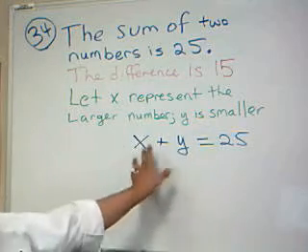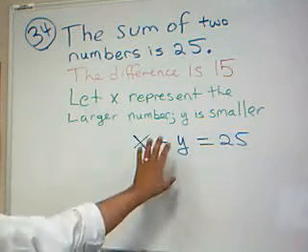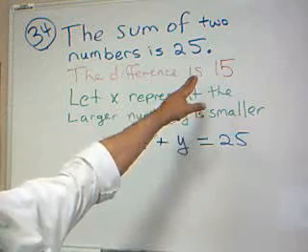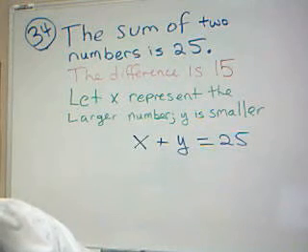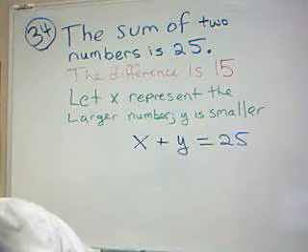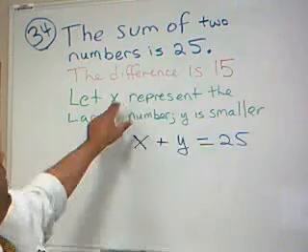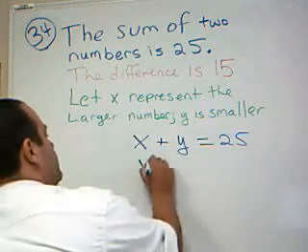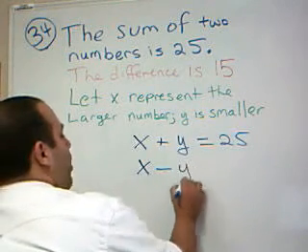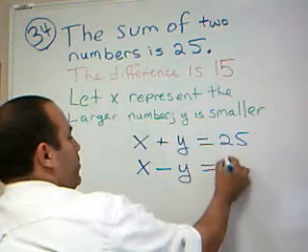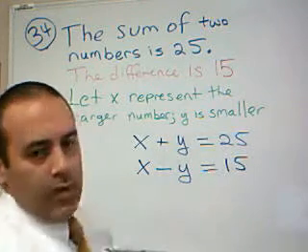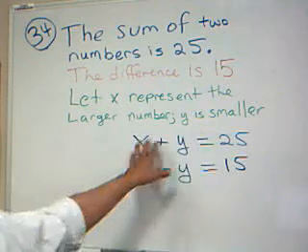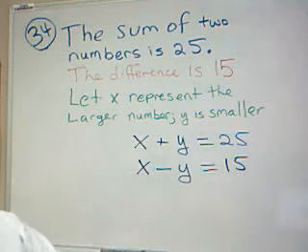Well, the problem is that when you add x and y together, you can add them in any order. But if you're subtracting them, if you're taking the difference, you need to know which number is larger so that your answer comes out as a positive 15. So if they tell you x represents the larger number, then x minus the smaller y value is going to equal 15. So translating those two English sentences into mathematical sentences is half the problem.